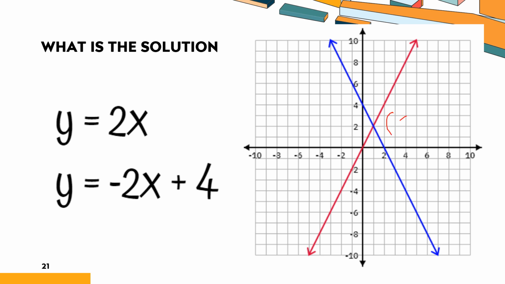So now our solution is whatever point that is. So it looks like we go over how far? It looks like, yeah, that's right. Somebody said 1. How far up do we go? That's right, 2.